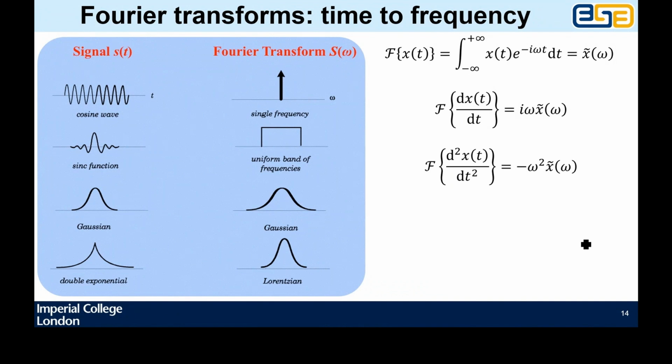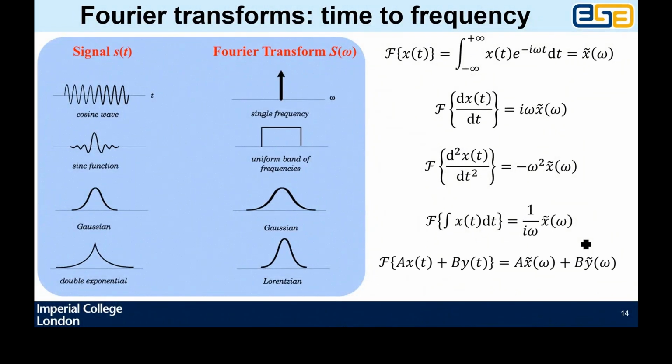The Fourier transform of the second derivative, well, I just multiplied it by i omega again. i multiplied by i is minus 1. Omega times omega is omega squared. So the second derivative is just minus omega squared x tilde. Integration is, as you would expect, similarly trivial. Instead of multiplying by i omega, I divide by i omega. So the Fourier transform of the integral with respect to time is 1 over i omega x tilde.